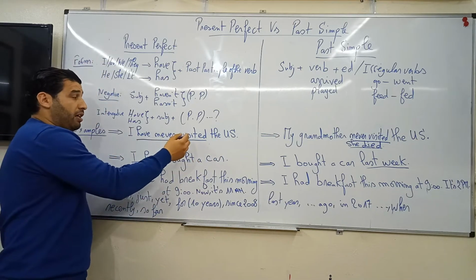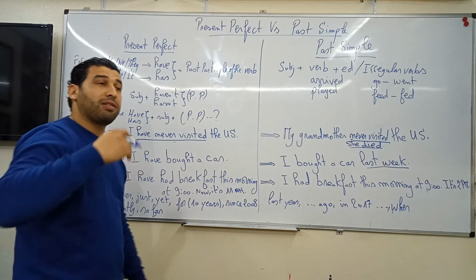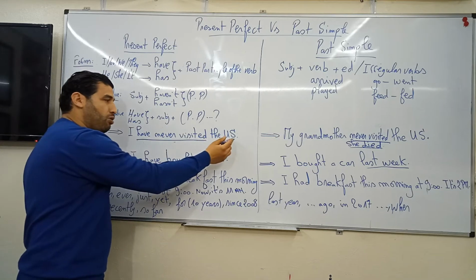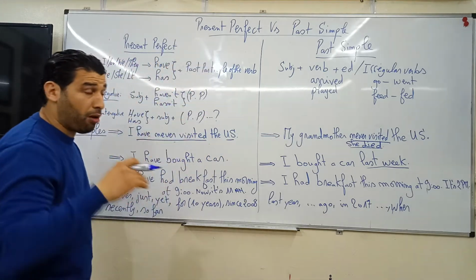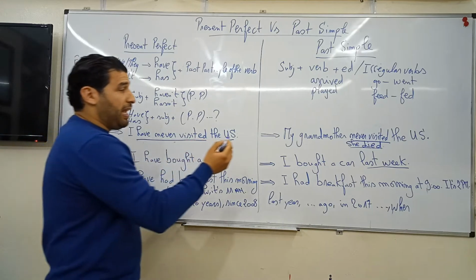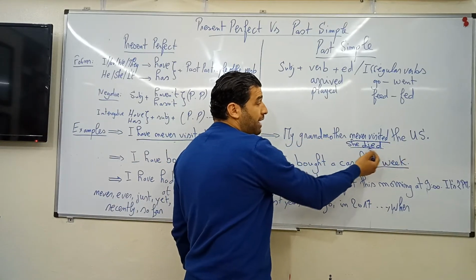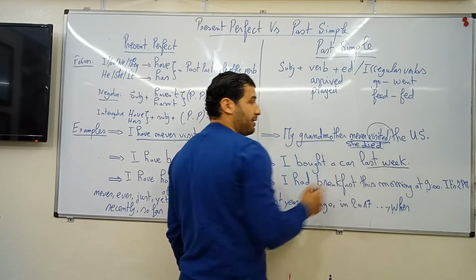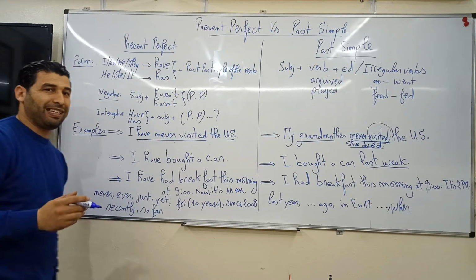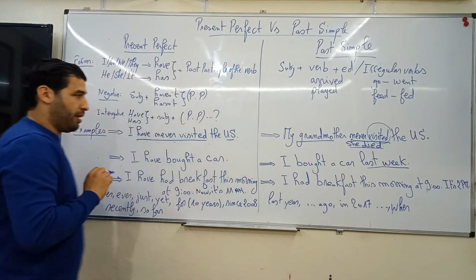Here I'm using present perfect because I still have the chance. There is a possibility that I can visit the US because I'm still alive. I'm still here. I can visit it probably in the future. But here we have: my grandmother never visited the US because she died. I'm using simple past because my grandmother died. No possibility in the future. So, that's the first use.